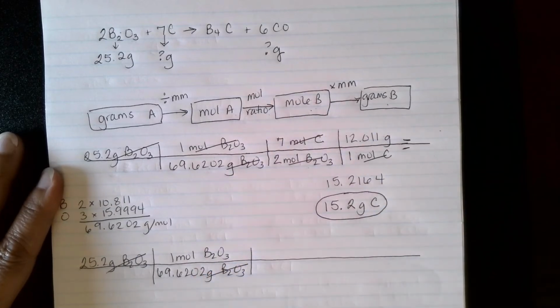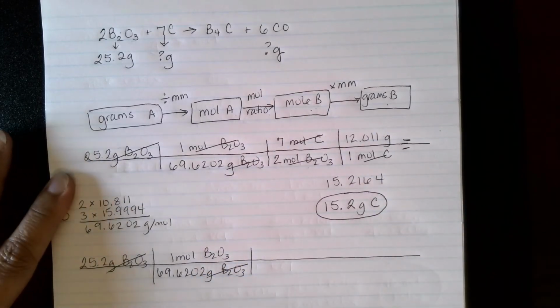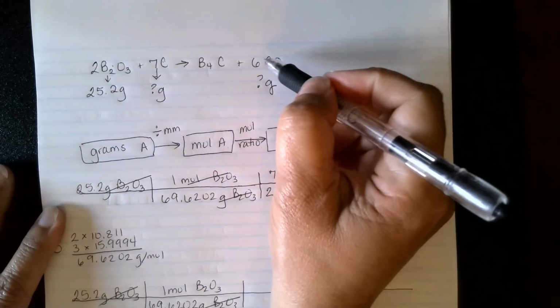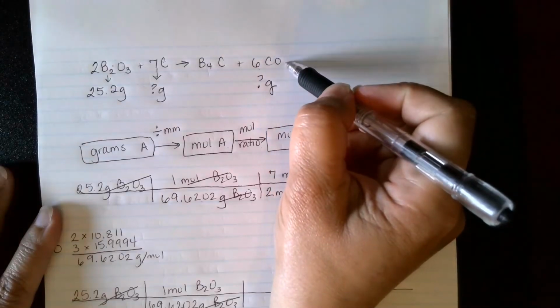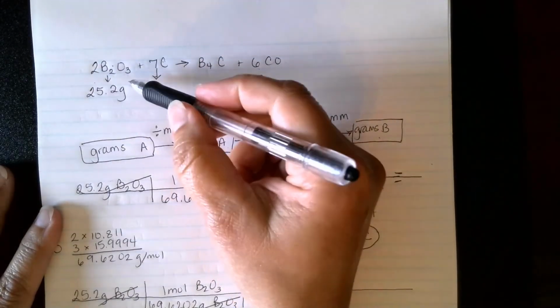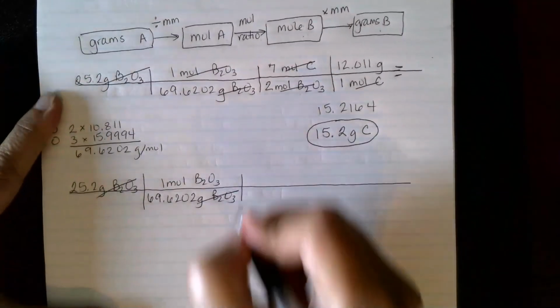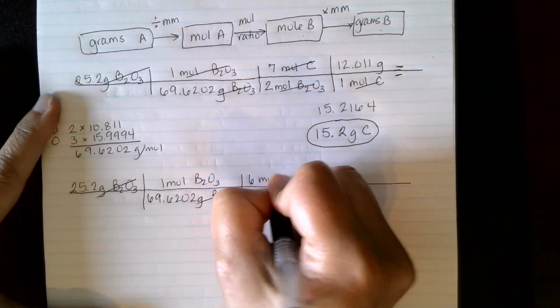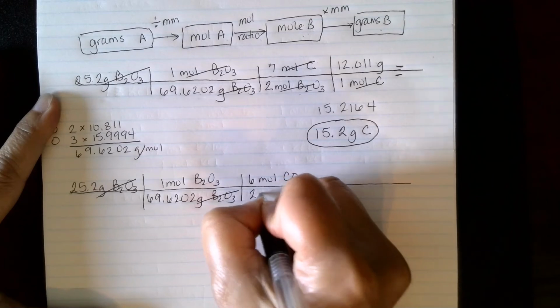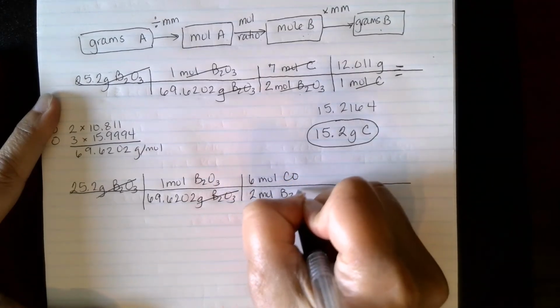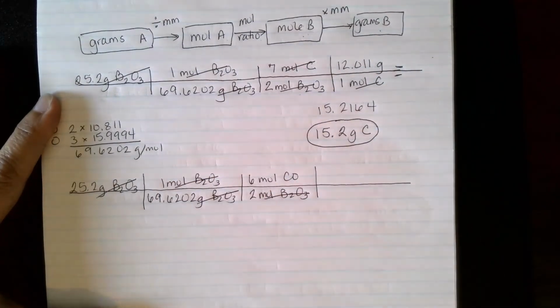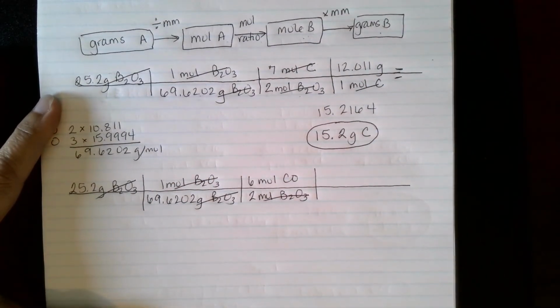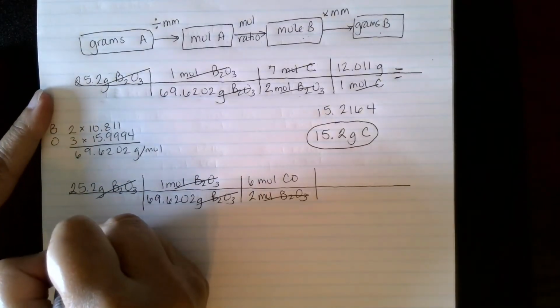My second step is that mole ratio. This time I'm trying to find CO. So what I want is 6 of the CO. What I got is 2 of the B2O3. Now I have moles of CO, and I need to find grams, so I'm going to need the molar mass.